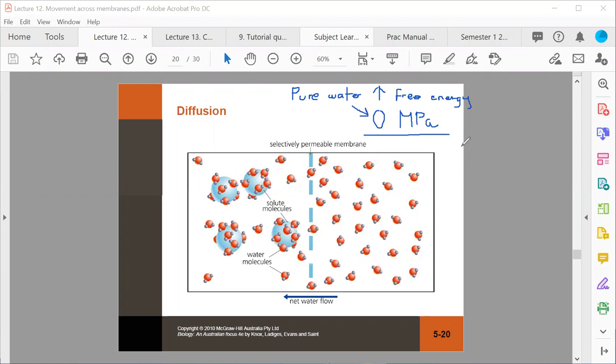So that means that any other sample of water that contains any solutes whatsoever will have a value that is less than 0, so they will all be negative values. All right, so free energy of 0. What about on this side here? What's happening here due to the presence of solute molecules? Can someone tell me what is happening on that side of the membrane due to the presence of solute molecules?